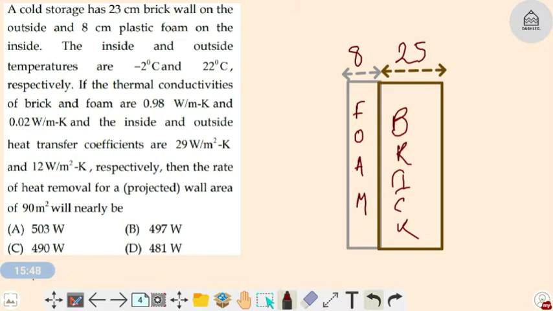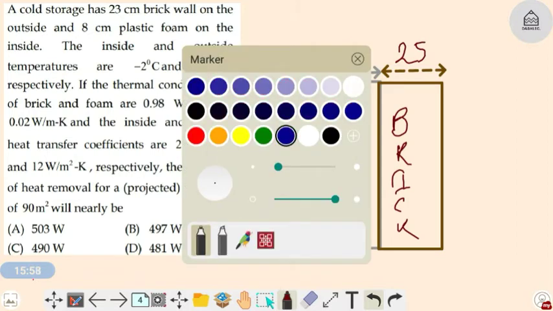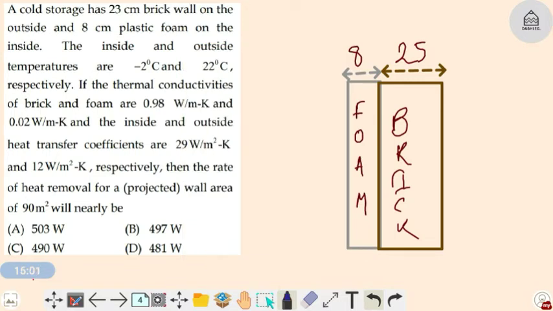So the inside temperature is minus 2 degrees Celsius, and the outside is 22 degrees Celsius. The thermal conductivity K for brick is 0.98. It is given in the question, we'll directly use it.